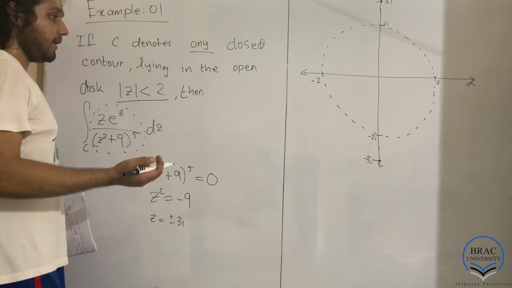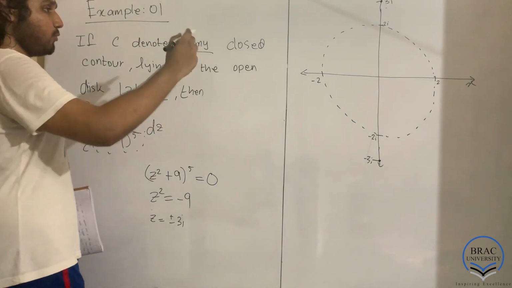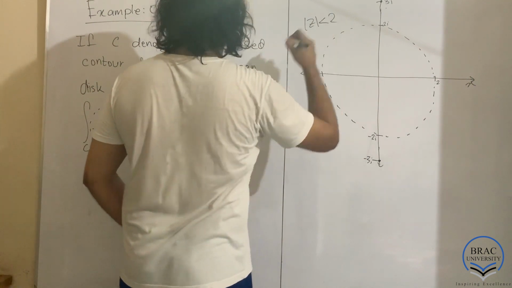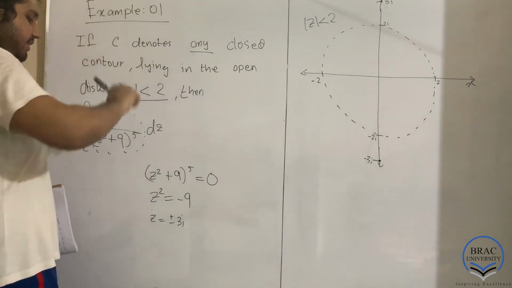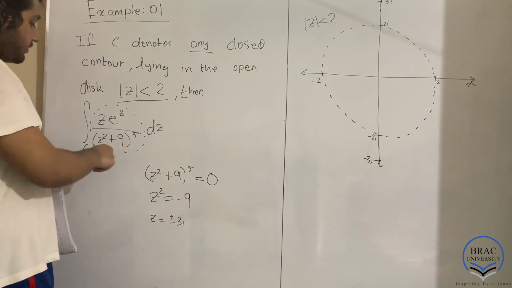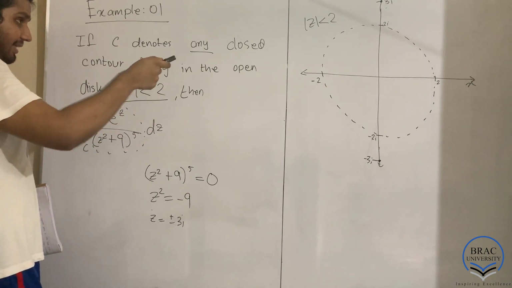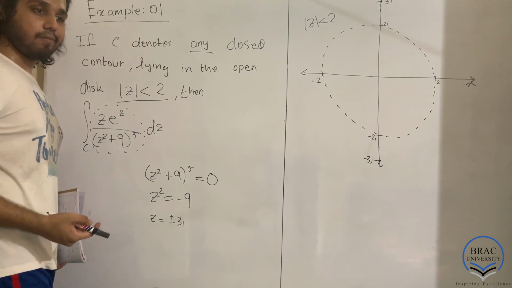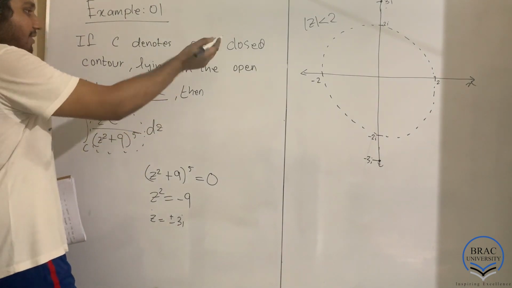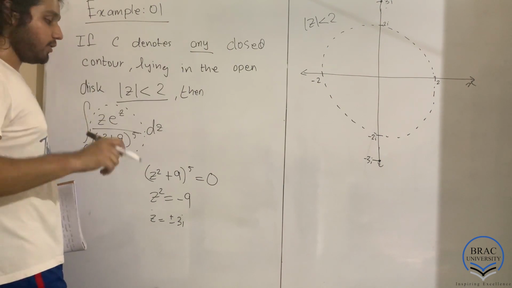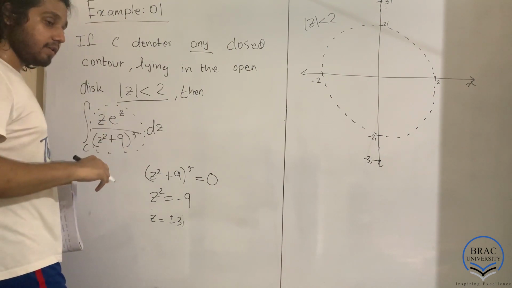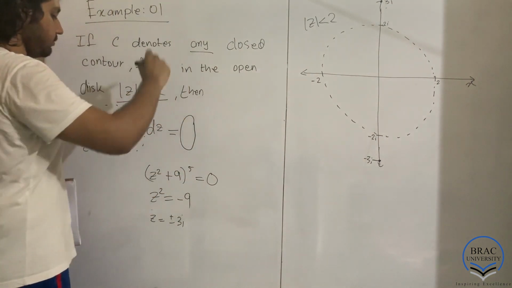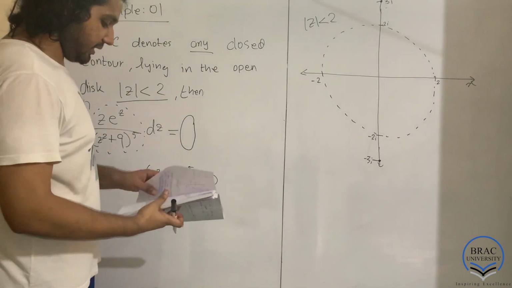So this function is analytic over our domain D, which is, as I repeat again, modulus of z less than 2, the complex disk. Since our function is analytic in D, simply use the Cauchy-Goursat theorem. It's a closed contour, and the function is analytic in our domain, so the integral is 0. Very easy answer.